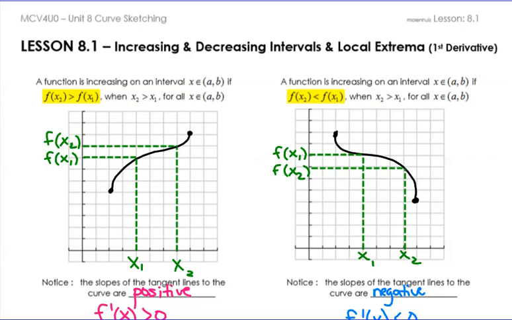Okay, so this lesson is going to be on increasing and decreasing intervals and local extrema, and all of that has to do with our first derivatives. So let's get started because we've got a lot to cover.